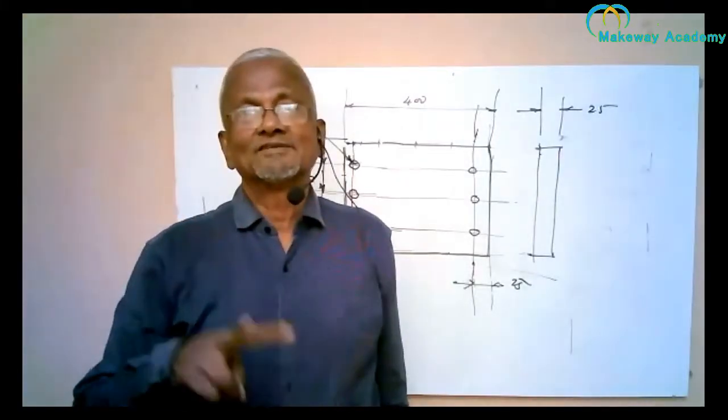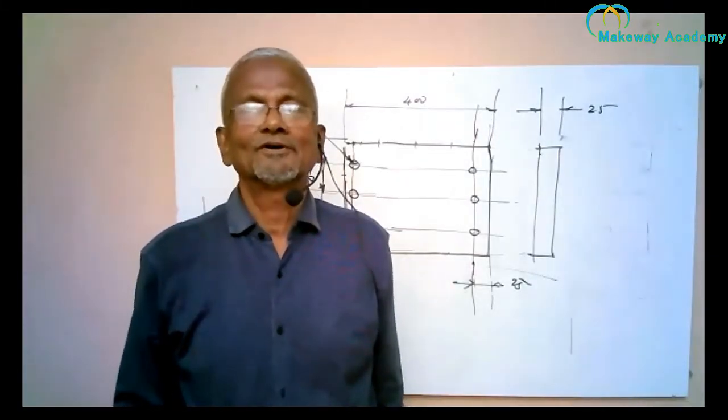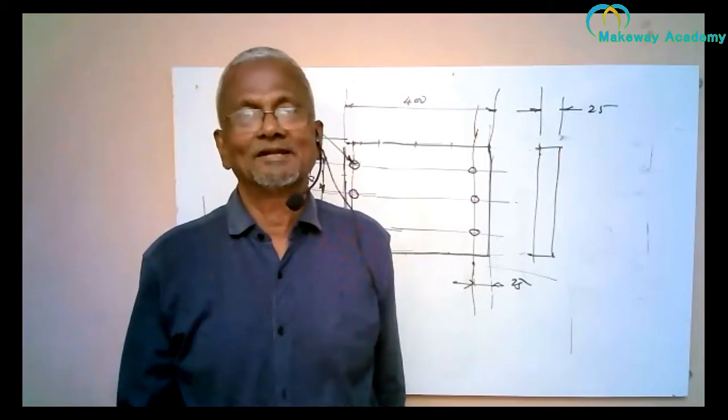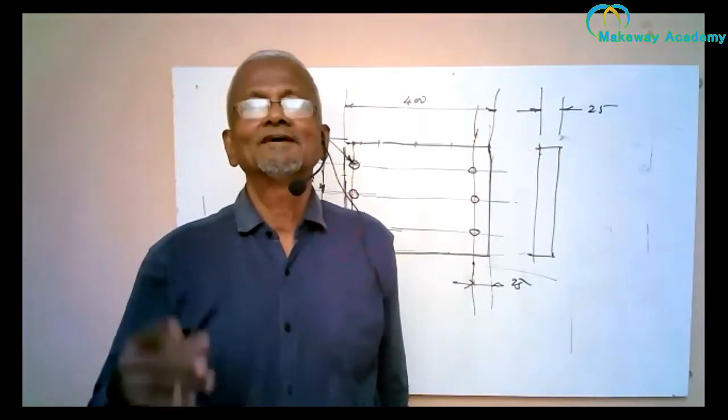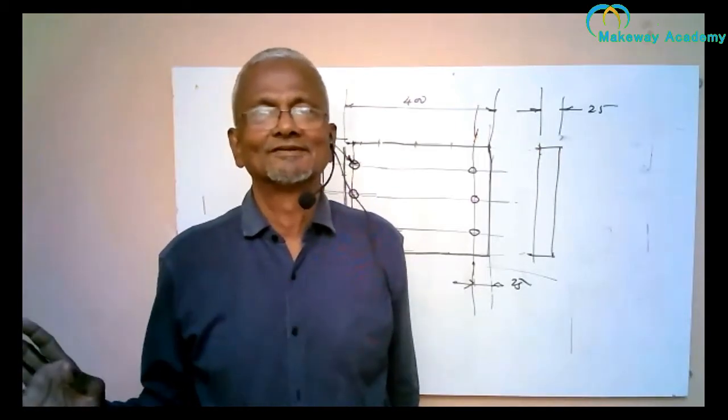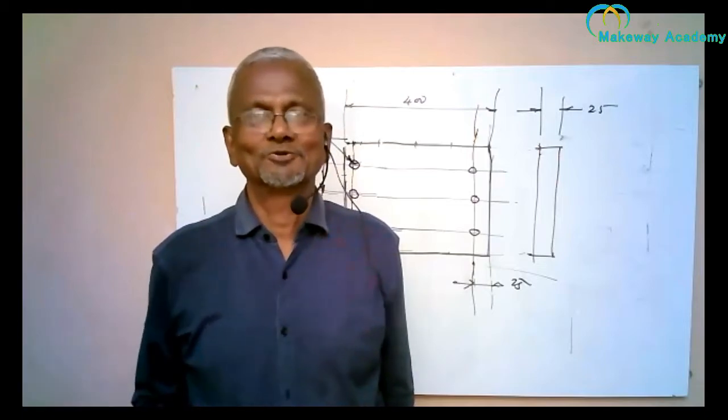So there are 2 plates which are exactly the same. So I don't need to draw the third plate. I can simply say 2 into 2. That's all. So the detailed drawing is over.